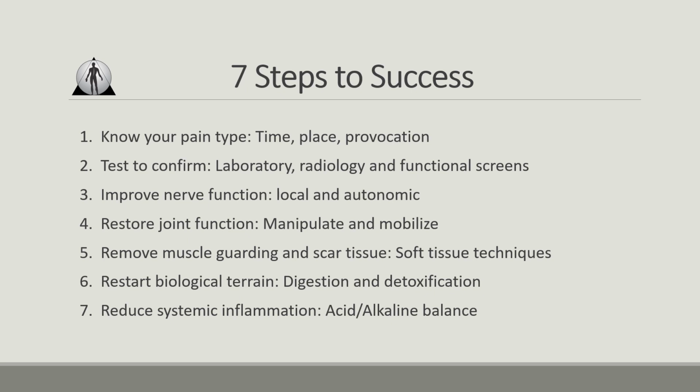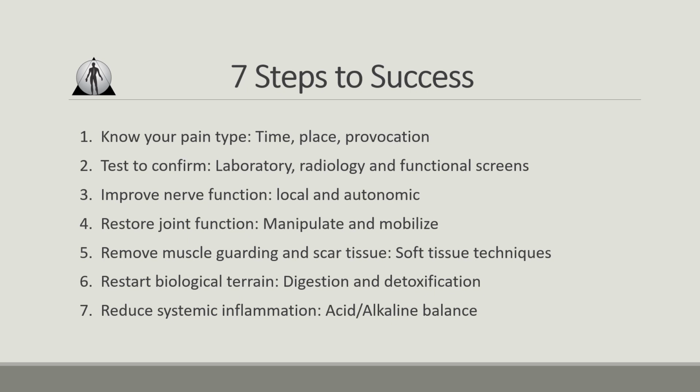If joint function has been compromised and it doesn't move, you need to either manipulate or mobilize that joint to make it move better. Motion is lotion, so if we don't start moving, then the joint is going to further deteriorate. If we have any form of muscle guarding or scar tissue, then we have to get rid of that as well. So soft tissue techniques are extremely valuable. What can we do to break up the scar tissue? What can we do to restart the biological terrain, digestion, detoxification? And lastly, what can we do to reduce systemic inflammation in the form of acid-alkaline balance?